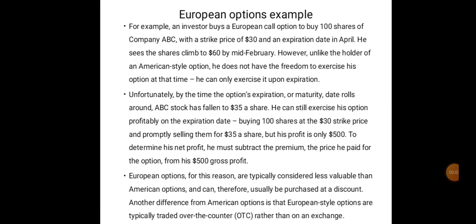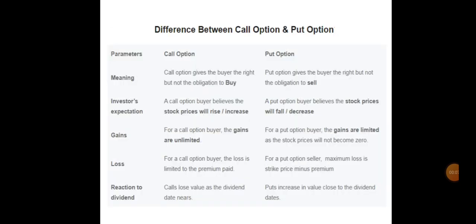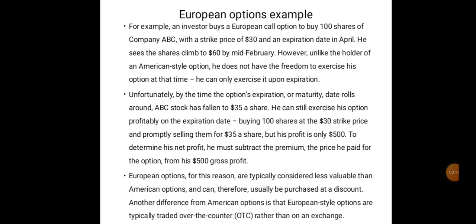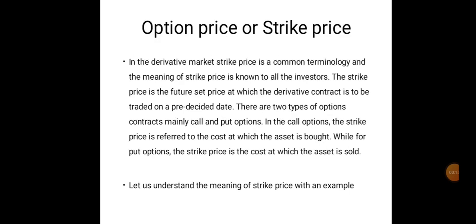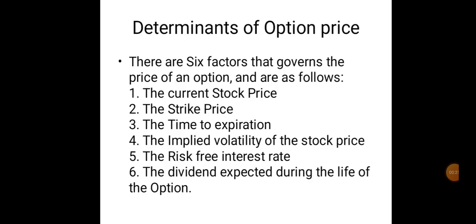In the previous video, we discussed certain basic aspects: American and European options, examples of each, and option price or strike price. So in this video, we'll move on to the determinants of option price. These are the six determinants upon which the option price will be determined.